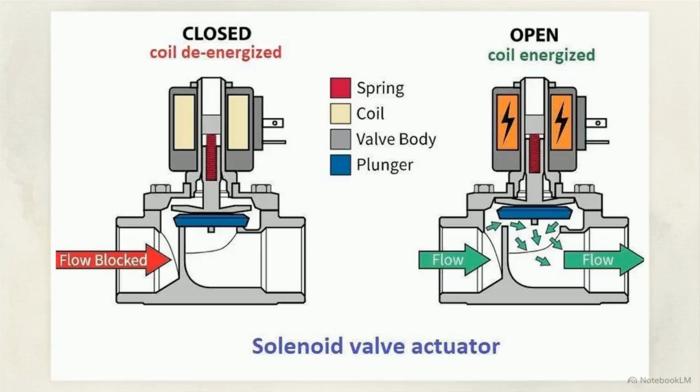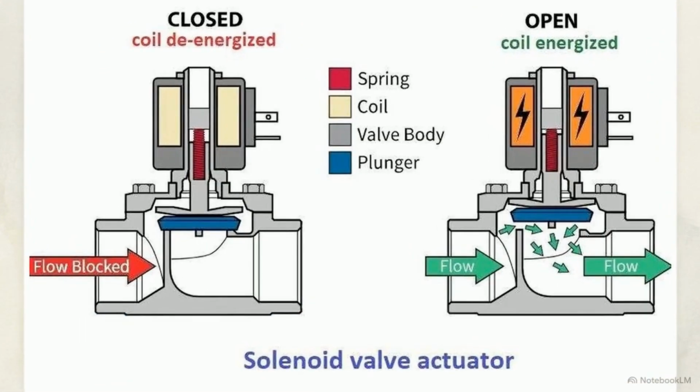This diagram shows a primary use case, the automated fluid control valve. On the left, the unpowered valve is closed. Energizing the coil on the right lifts the plunger. As the green arrows demonstrate, this clears the path, allowing fluid to flow.